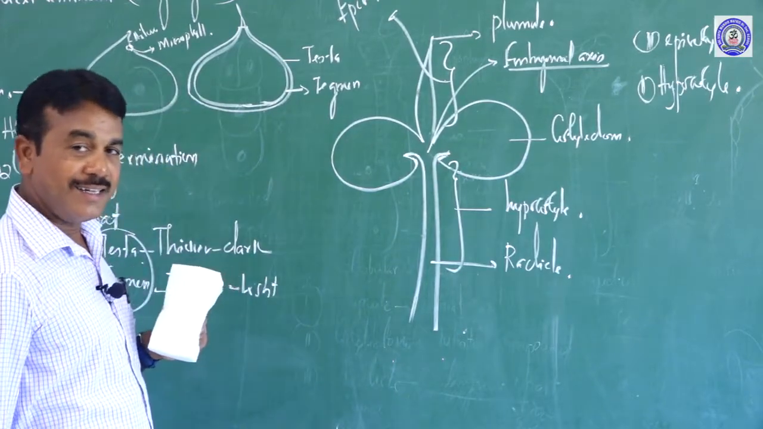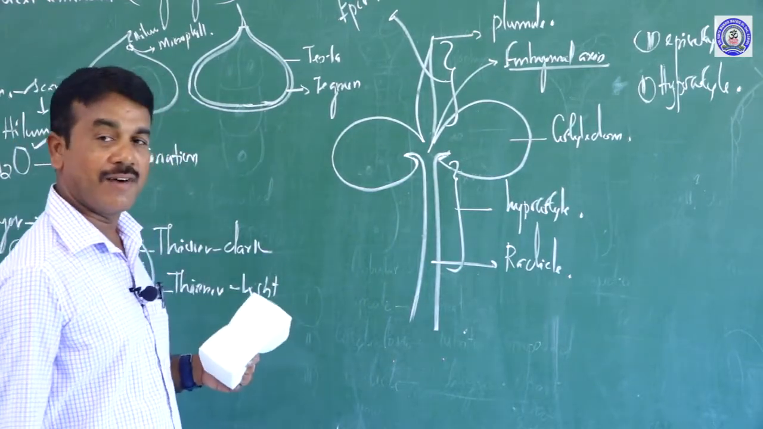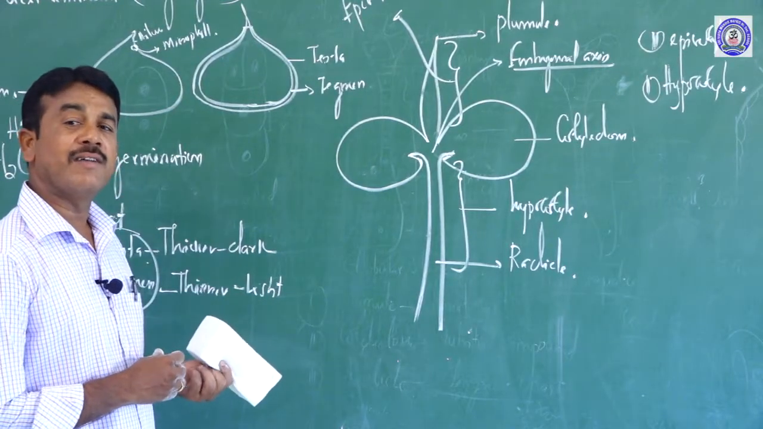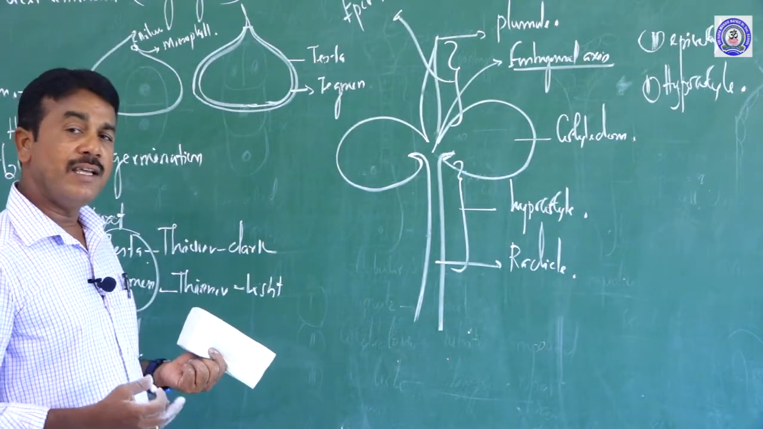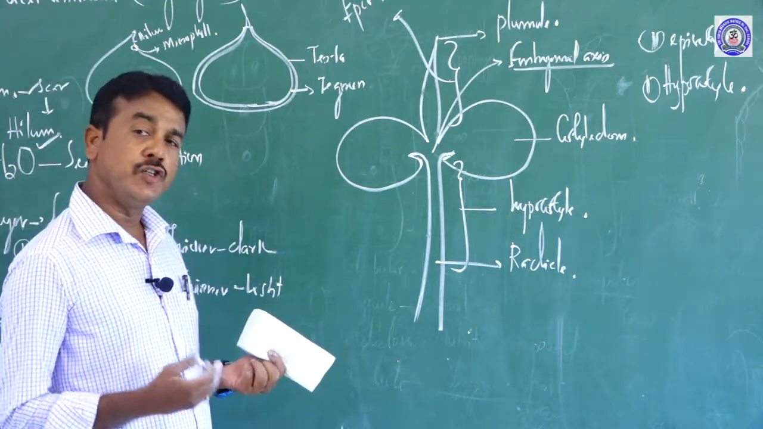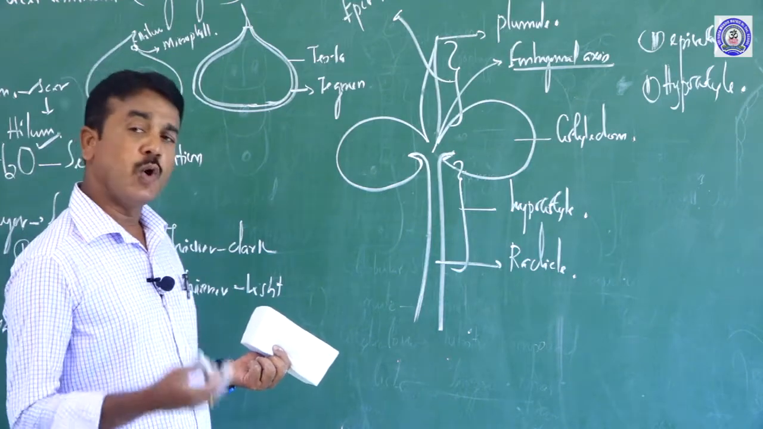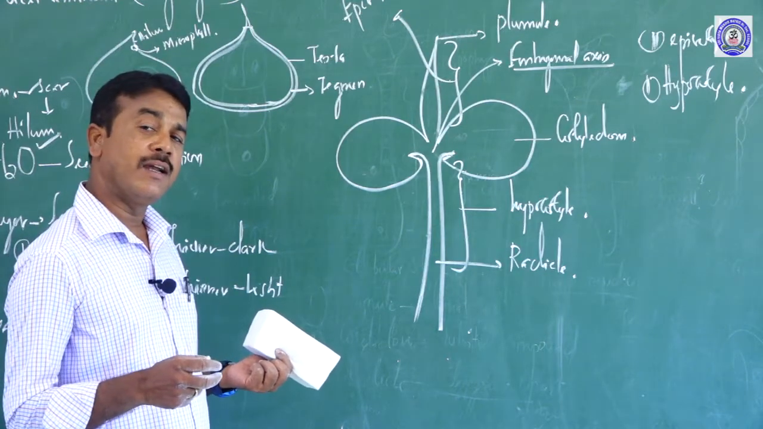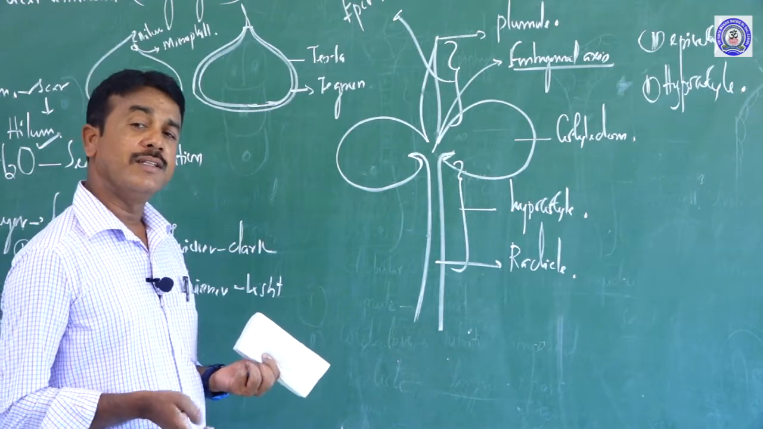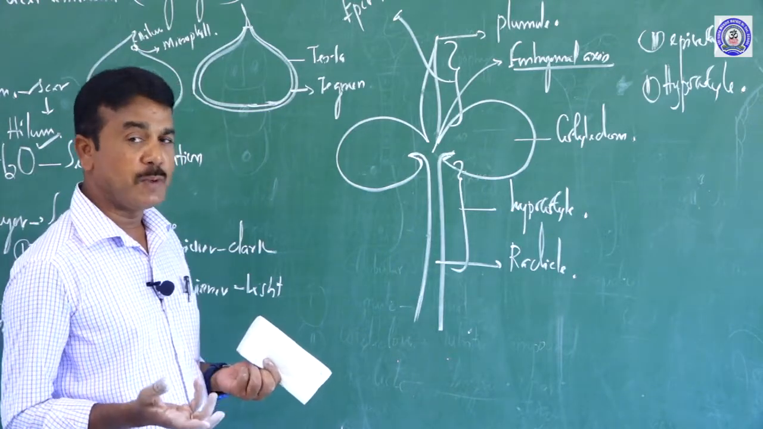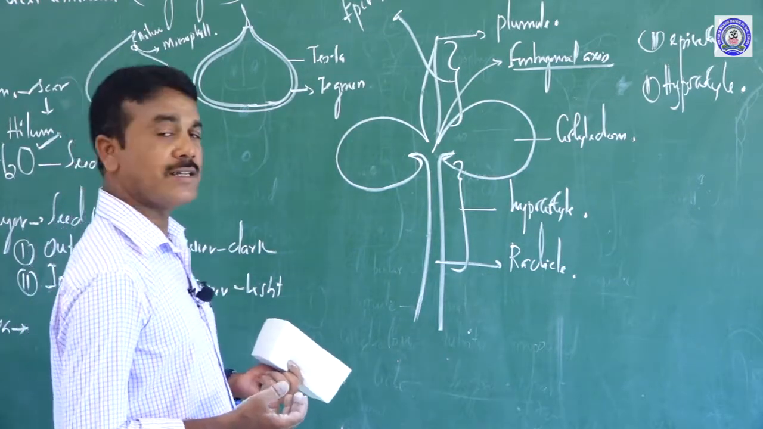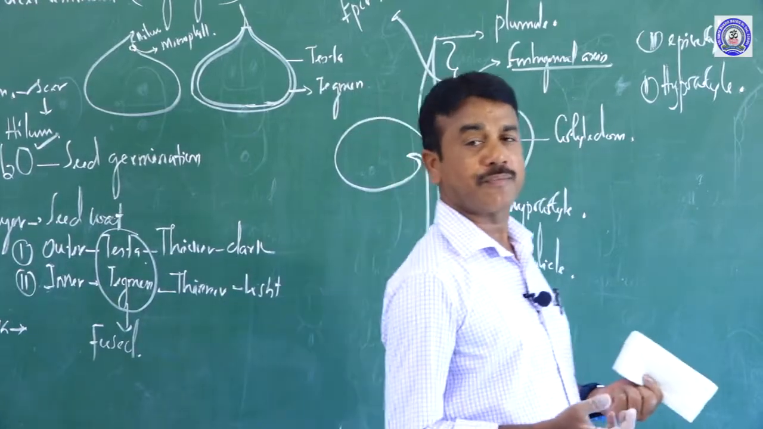These are the things that occur in the structure of a dicot seed. The endosperm is a nutritive tissue. It stores the reserve food material in the seed. I already indicated that seeds can be classified as endospermic seeds as well as non-endospermic seeds. This is the end portion of this lesson.